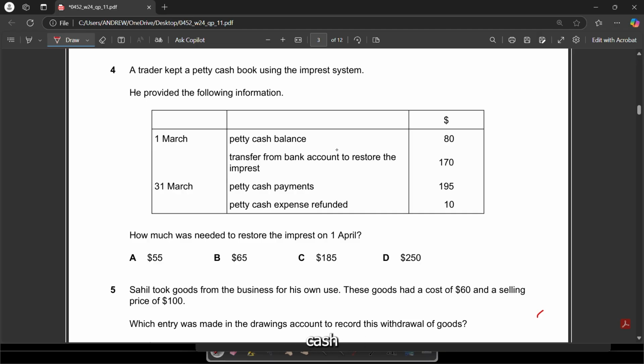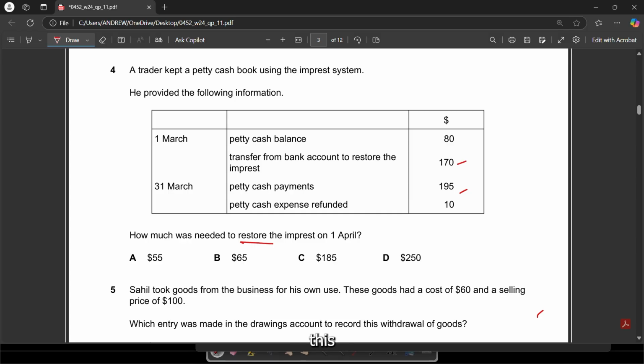1st March, petty cash balance 80. Transfer from bank account to restore the imprest, 170. Petty cash payments, these are the payments, expenses, and petty cash expenses refunded, refunded by $10. Before moving ahead with the question, let's see how much was needed to restore the imprest on 1st April.